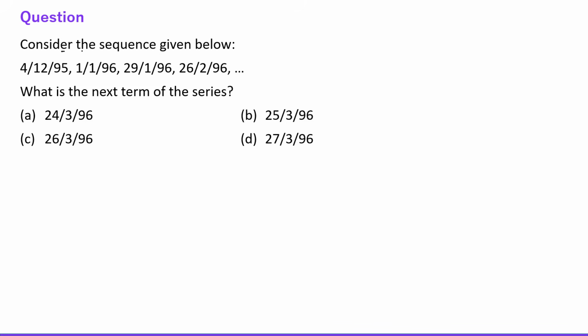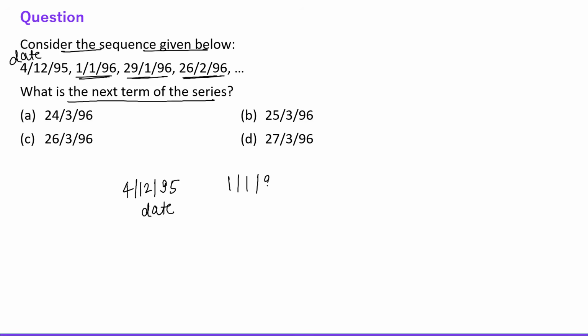Next question is, consider the sequence given below. 4/12/1995. This is actually a date. Then 1/1/1996. This is again a date. Then 29th January 1996, 26th February 1996. Question is, what is the next term of the series? Everyone, this is 4/12/1995, a date, and then 1/1/1996, again a date.